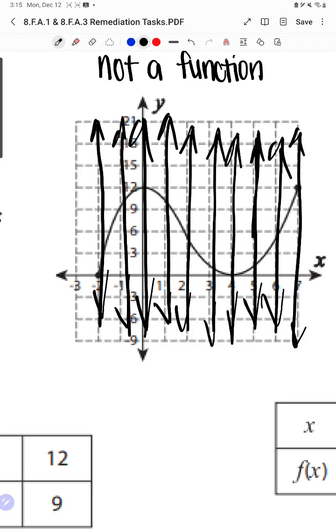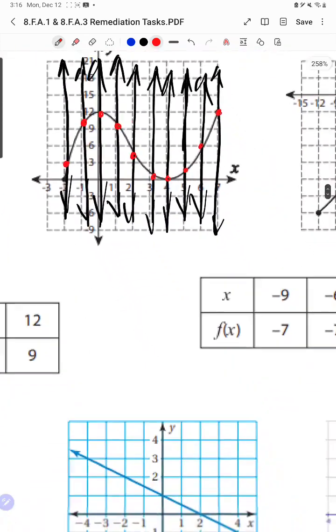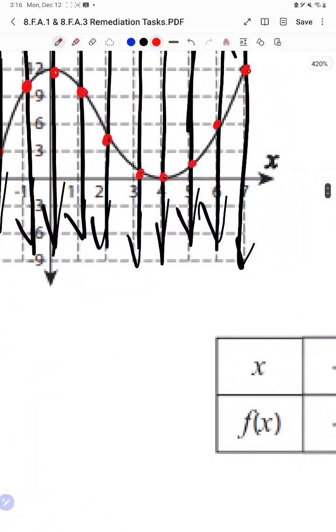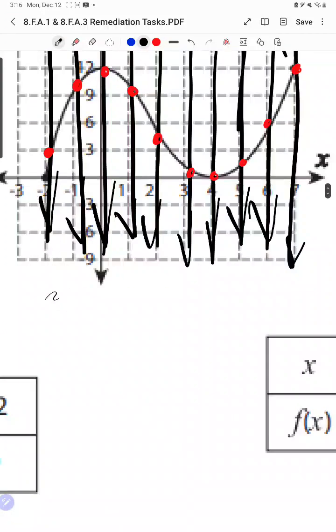So if we look at our vertical lines, this one passes here once, once, once, once, once, once, once, once, and once. So all of these only pass through the graph one time. So this actually does pass the vertical line test. So this is a function.